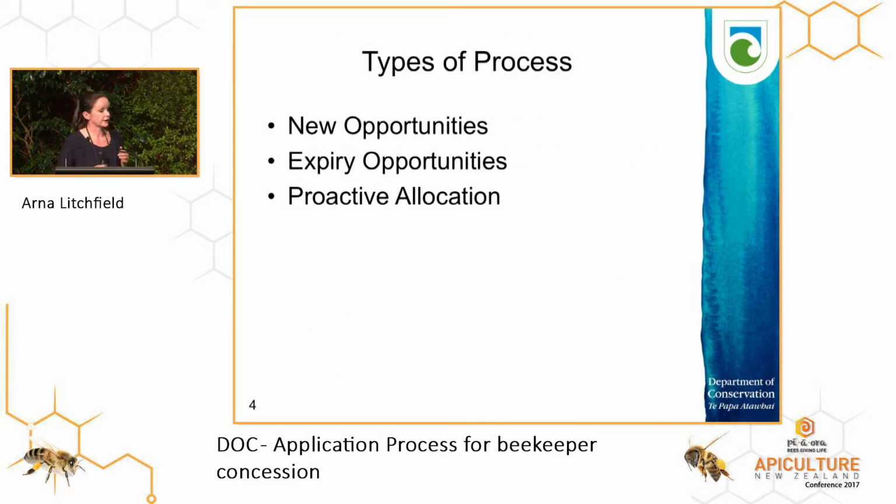Now, there's 3 types of ways in which we're likely to receive our applications. The first one up there is identification of new opportunities. This is essentially when an applicant will come to us with a proactive allocation, having identified a piece of land or pieces where beehives have not been placed previously. So the applicant will be required to show to us that, again, the effects of beehive placement in that piece of land can be adequately avoided, remedied and mitigated.